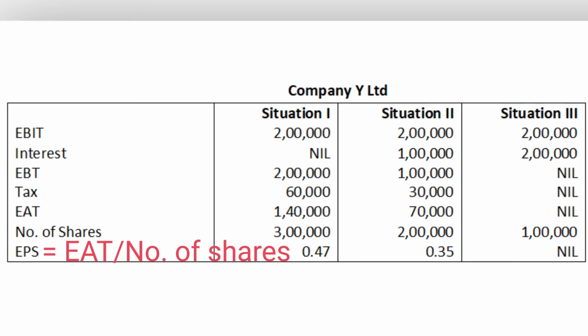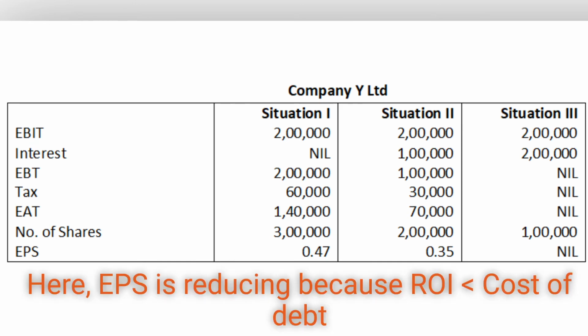And EPS is EAT upon number of shares, earning after tax upon number of shares. So in situation 1 it is 0.47, situation 2 0.35 and situation 3 nil, which clearly shows that in this particular case of company Y, EPS is reducing from situation 1 0.47 to 0.35 to nil. This is because here in this situation ROI is not greater than cost of debt. ROI is less than cost of debt.